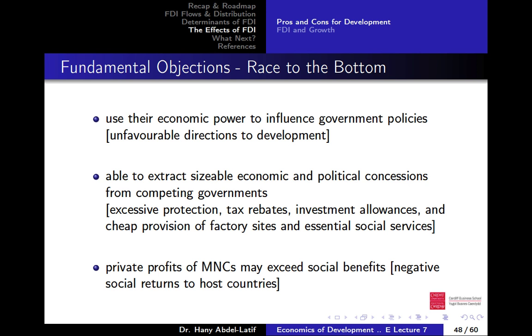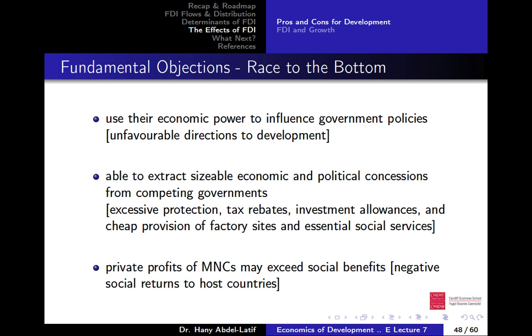Governments or countries compete to attract FDI. So they try to give them allowances, they try to be more attractive. They could offer them investment allowances, cheap provision of factory sites, etc., or social services. And this is a cost, yeah? This comes with a cost. So sometimes it might turn out that the net social return is negative.